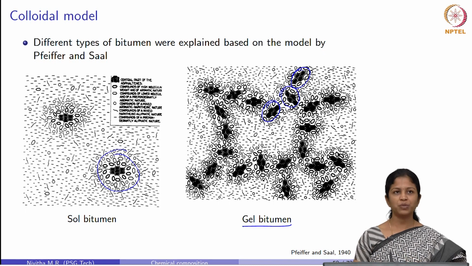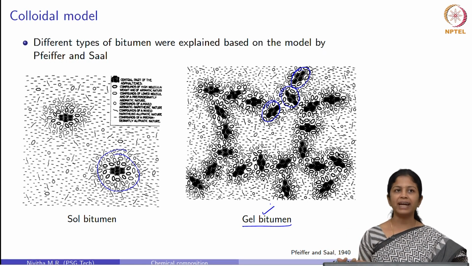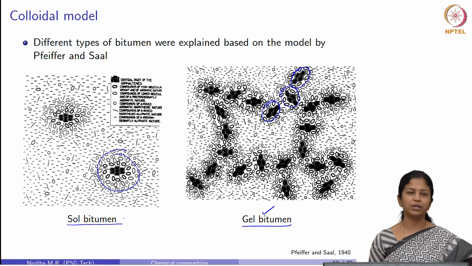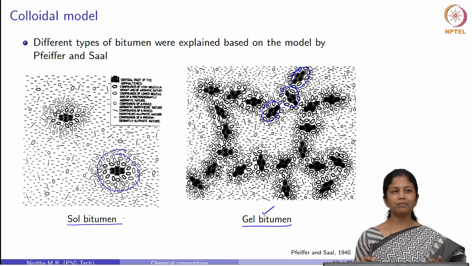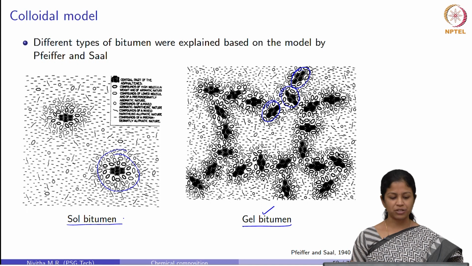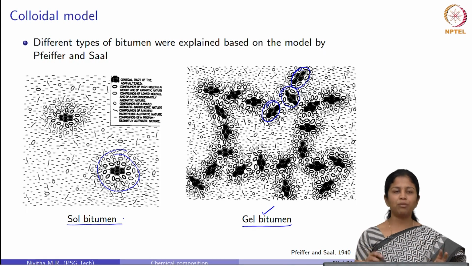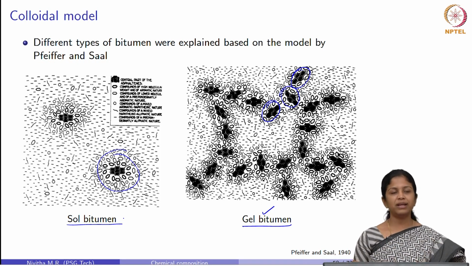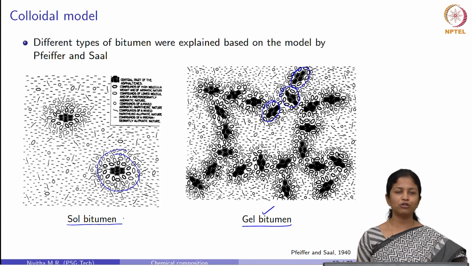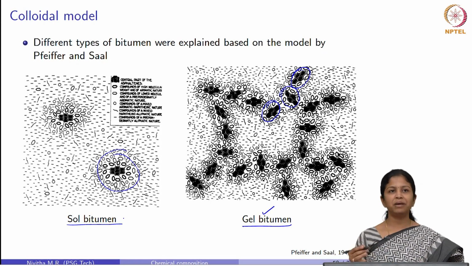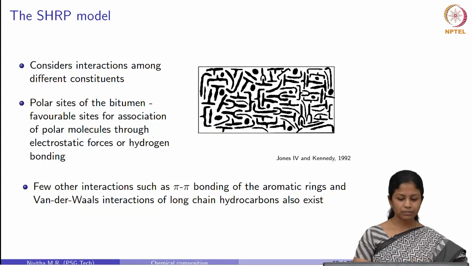At low temperatures, we can say that the microstructure of bitumen will exhibit something like that of a gel bitumen, whereas when we move to high temperatures, this microstructure will exhibit something like a sol bitumen. So, a given bitumen can have either of these two behaviors, or two types of bitumen can have either of these two microstructures. These were two types of models which were proposed by Pfeffer and Saul, and this is extensively used to explain the temperature dependent properties of bitumen.